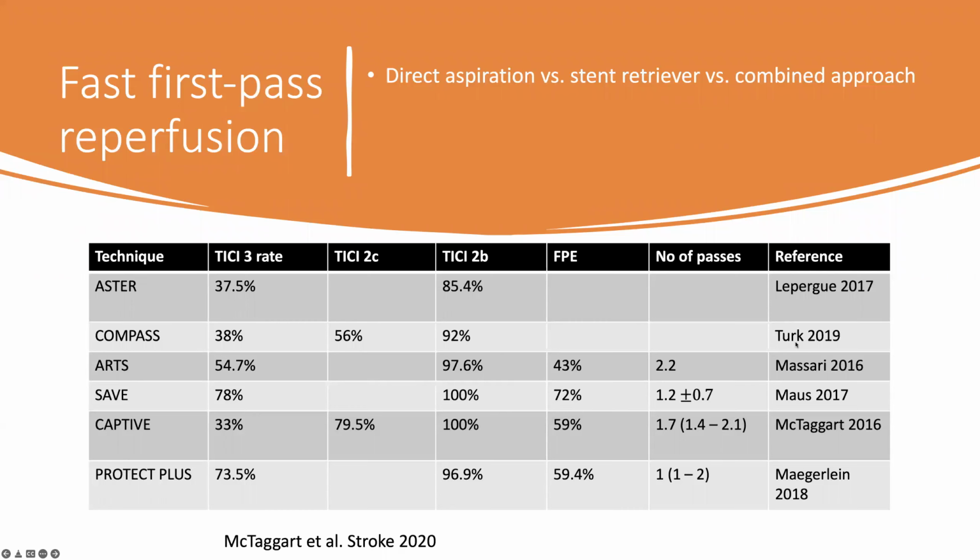A lot of people are touting direct aspiration because it's cheaper. They think it's faster. I don't know if that is actually a true statement. They claim that the COMPASS and ASTER patients had the same outcome, but I don't know if you can really say that. And this was published by McTaggart in Stroke in 2020.